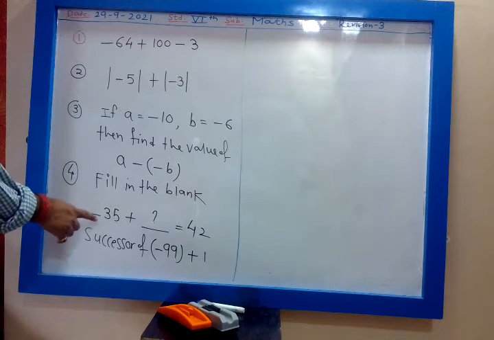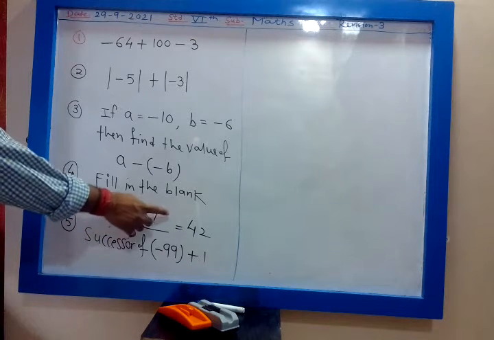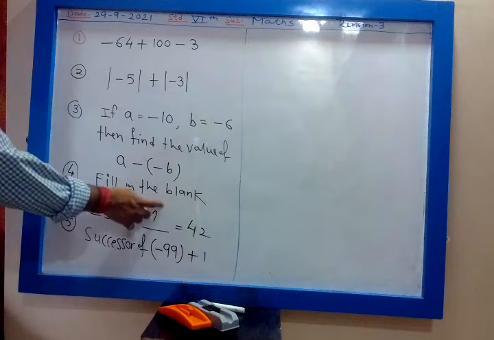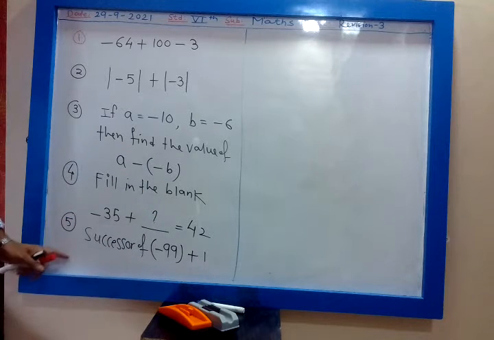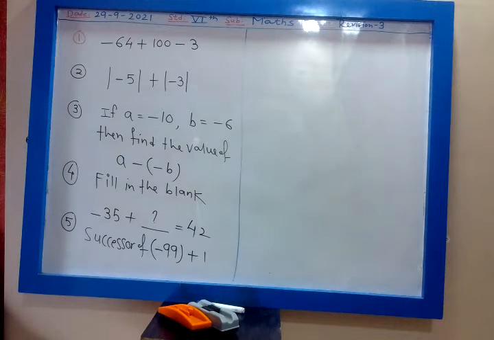Then fill in the blank: minus 35 plus blank is equal to 42. Find out this blank number. Then fifth is the successor of minus 99 plus 1. You have to be very careful. Okay, do not take any problem.